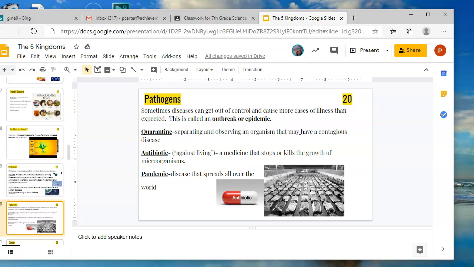Pathogens. Sometimes diseases can get out of control and cause more cases of illness than expected. This is called an outbreak or epidemic. Quarantine. Separating and observing an organism that may have a contagious disease. Antibiotic, or against living, a medicine that stops or kills the growth of microorganisms. And pandemic, a disease that spreads all over the world.